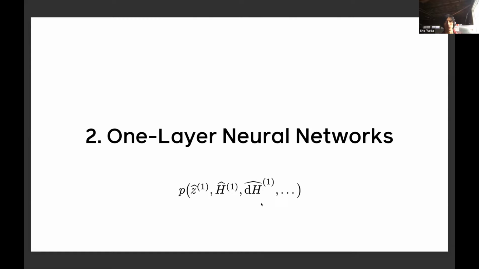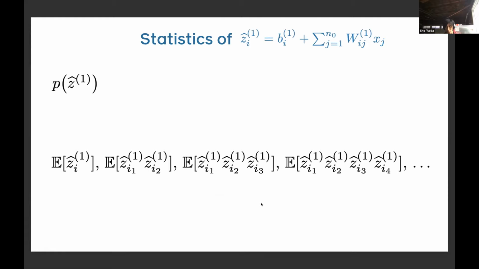Okay, one layer network. This would be pretty easy. It's going to be child's play, but we'll play like a child for a while because it's kind of educational. Okay, so I'm going to look at the first statistics of the pre-activation, which is defined by this equation at the top, and I'm going to try to analyze the distribution over this Z1 in the first layer.